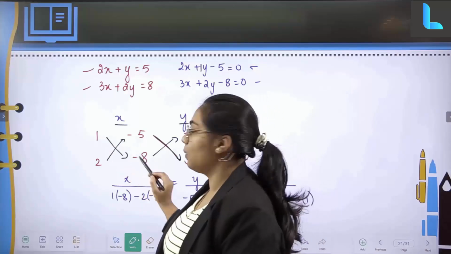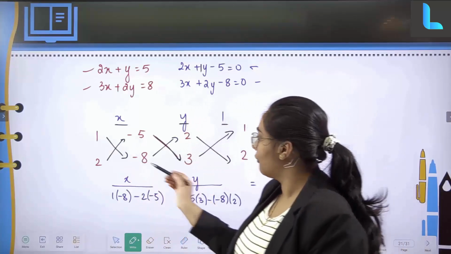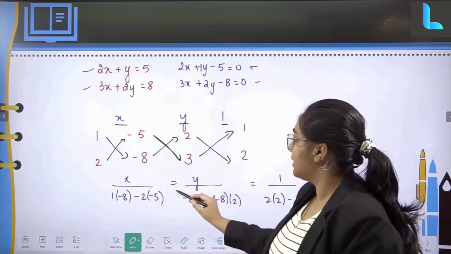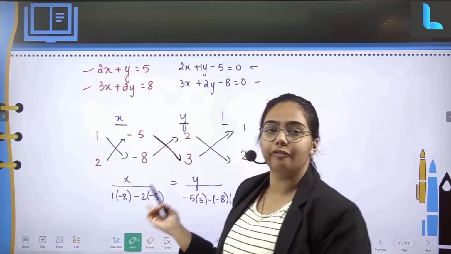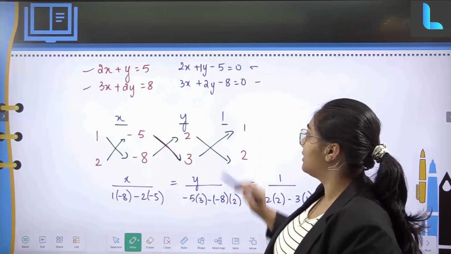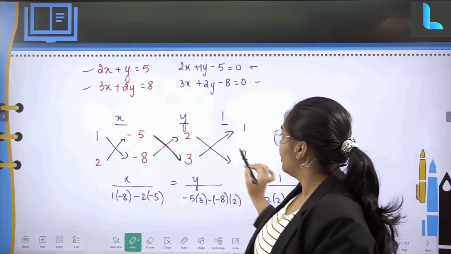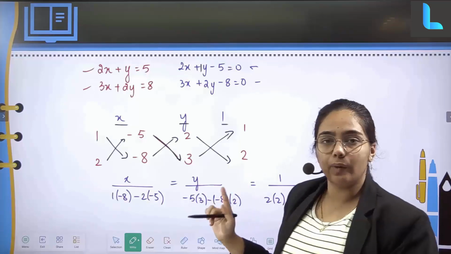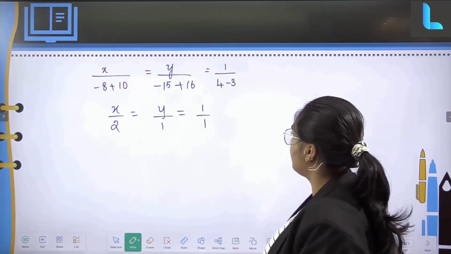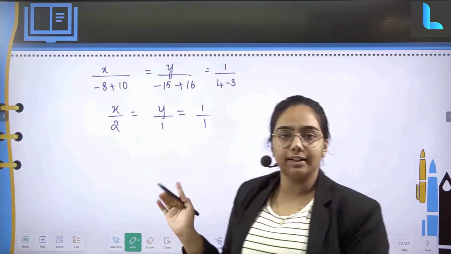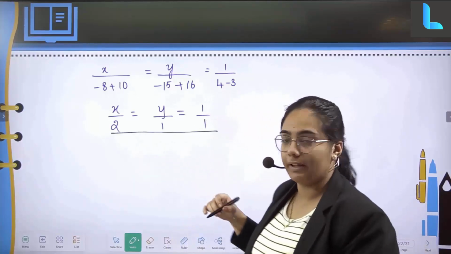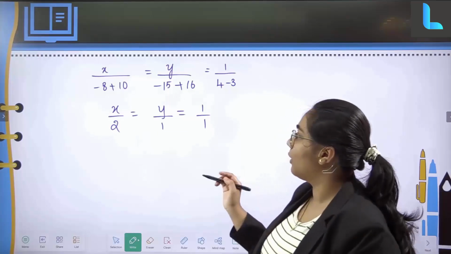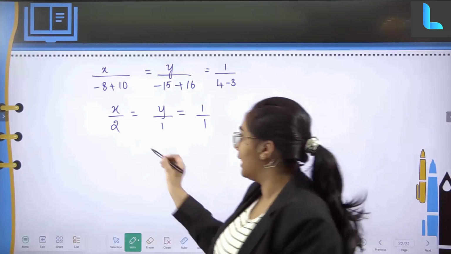That is x divided by 1 into minus 8 minus of 2 into minus 5 is equal to y divided by minus 5 into 3 minus of minus 8 into 2 is equal to 1 divided by 2 into 2 minus 3 into 1. So when you just solve for this, you will be getting x divided by, it is just nothing but simplification. Till here you will be knowing how to simplify. So once you have simplified, you have to get the values of x and y.